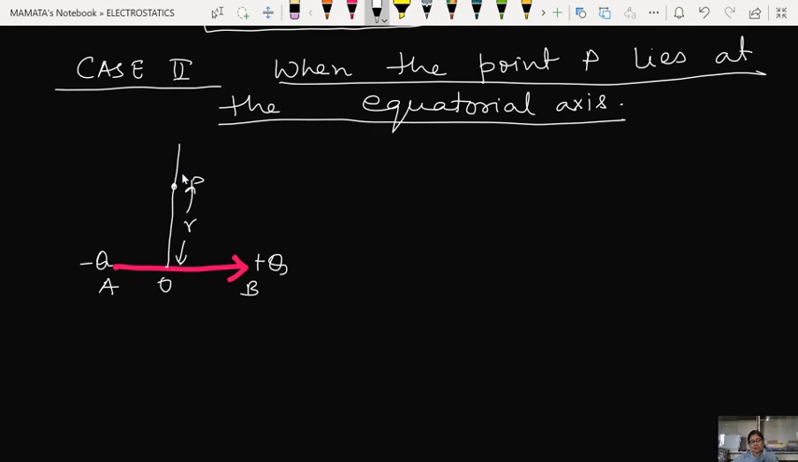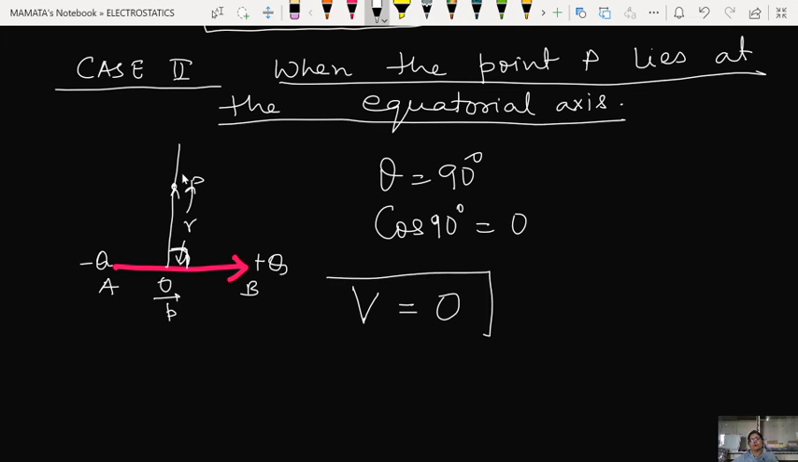For the equatorial axis, what is the angle between the position vector and the dipole moment? That is 90 degree, and cos 90 equals 0. So the potential due to a dipole on the equatorial axis, or equatorial plane, is equal to 0. It is always 0. It means if you take numerous points on the axis, at each and every point the potential is 0.